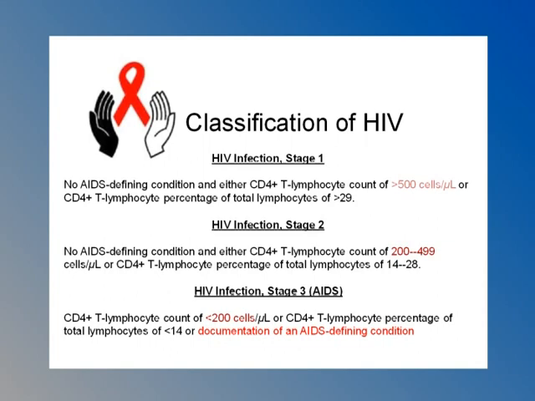So you have stage 1, and I just put in the red where they are. It's around if you have 500 T cells or higher, and then I also put in the percent if you want to follow that. Stage 2 is, again, they don't have any real illnesses, but T cells are down. And then stage 3 is their T cells are under 200 and or they have an AIDS defining condition, and I'm going to come back to that in a couple slides.